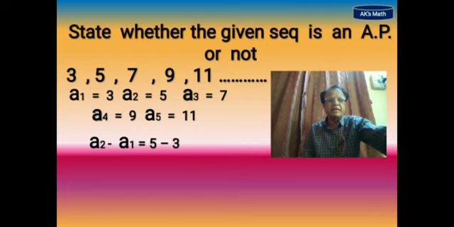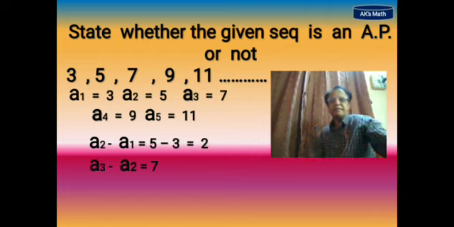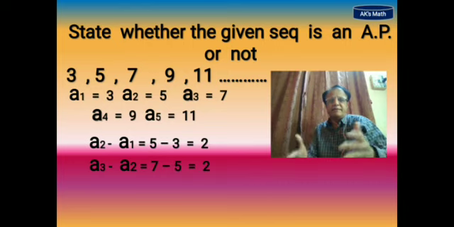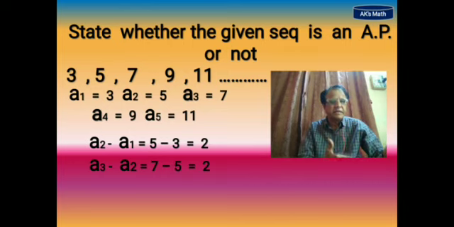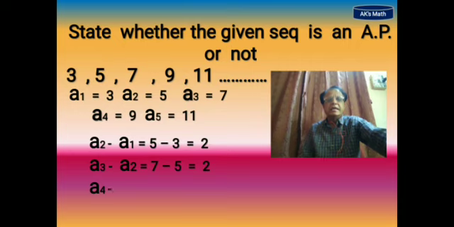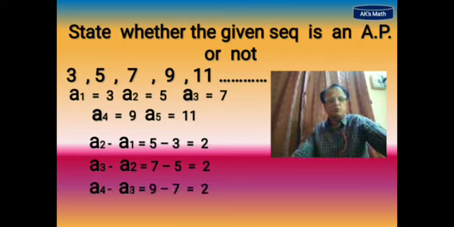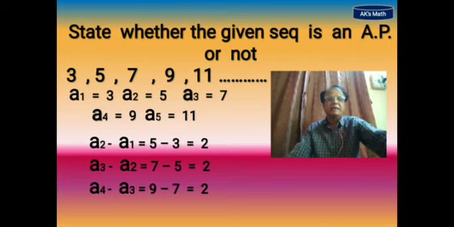So look at this one. A2 minus A1 is equal to 5 minus 3, which is equal to 2. A3 minus A2 means 7 minus 5, which is again equal to 2. Then 9 minus 7, which also comes to 2. And last, 11 minus 9, which also comes to 2.